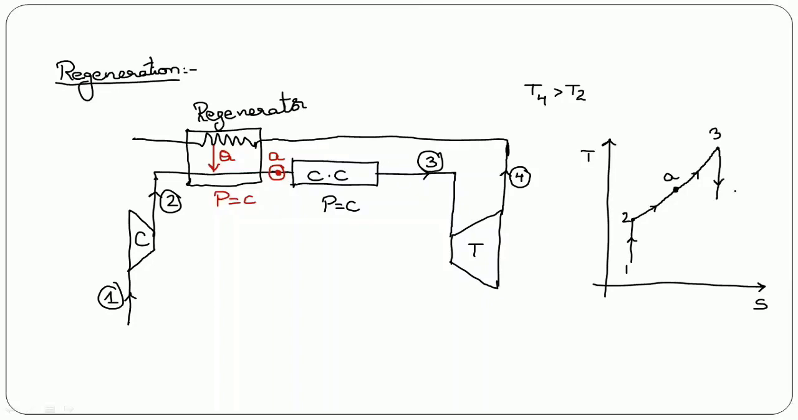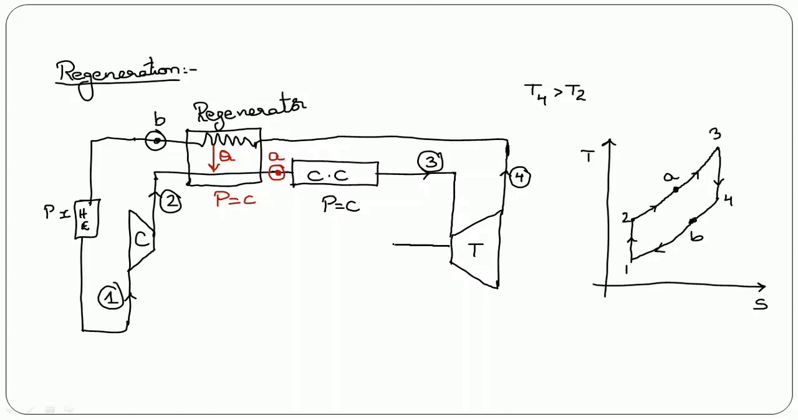So process 3 to 4 is isentropic expansion in the turbine, and 4 to B is heat rejection in the heat exchanger or the regenerator. This point is B here. Now we can place another additional heat exchanger, and at constant pressure we can close the cycle. So from 6 to 1 we can close the cycle like this.